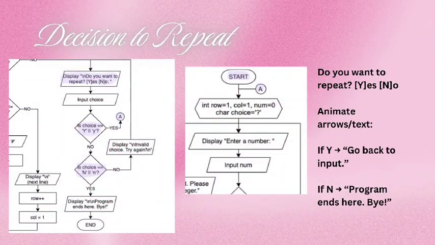After showing the square, the program will ask the user if they want to try again. If the user types Y for yes, the program starts over and asks for a new number. If the user types N for no, the program ends with the message "Program ends here, bye." And if the user types something other than Y or N, the program will say "Invalid choice, try again," and wait for a correct answer.